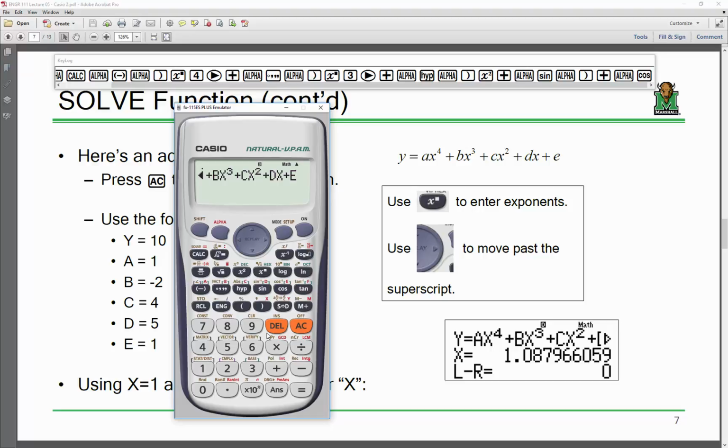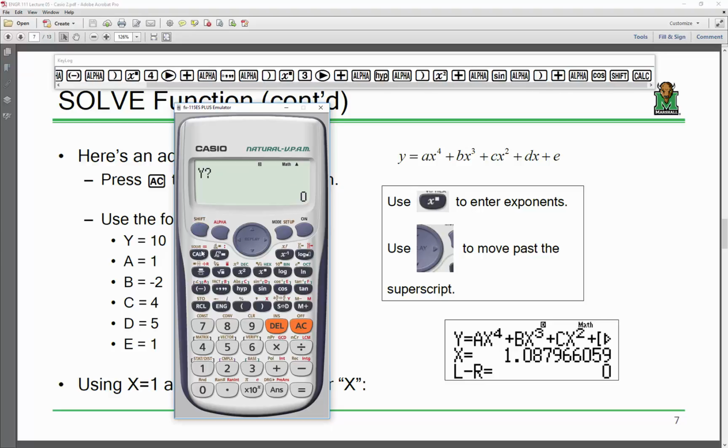So now we've got the calculator, or the equation, built in. Now it's time to solve. So shift solve, and now it's starting to ask for values. If you look right next to the calculator, I've got the values that we're going to use. We're going to say y equals 10, a equals 1, b equals minus 2.